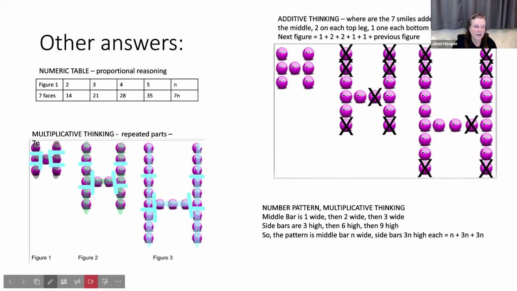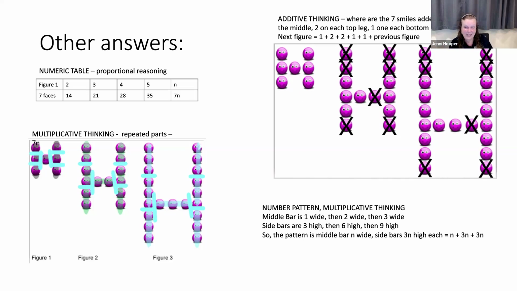Or maybe they'll think about it as parts. They'll see that the first one is 7 groups of 1, and the second one is 7 groups of 2, and the next one is 7 groups of 3. And so the nth one will be 7 groups of n. Or maybe they'll do additive thinking. They'll see where the smiles are added: 2 smiles on the top left, 2 on the top right, 1 on the bottom left, 1 on the bottom right, and 1 squeezed in the middle, so we're always adding 7. And it continues to grow that way.